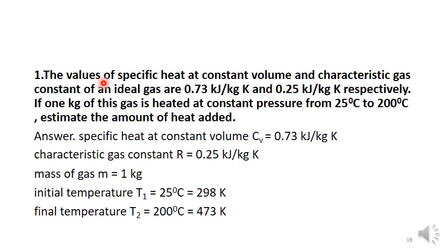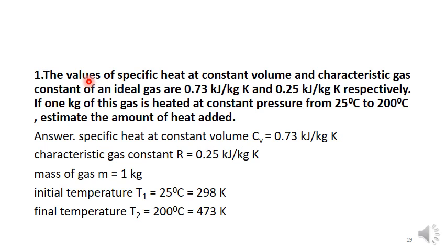So here the values of specific heat at constant volume and characteristic gas constant of an ideal gas are 0.73 kilojoule per kg Kelvin and 0.25 kilojoule per kg Kelvin respectively. If 1 kg of this gas is heated at constant pressure from 25 degrees to 200 degrees centigrade, estimate the amount of heat added. Heat added means heat supplied, they are asking. So read the question carefully, write the data, and identify which thermodynamic process it is.